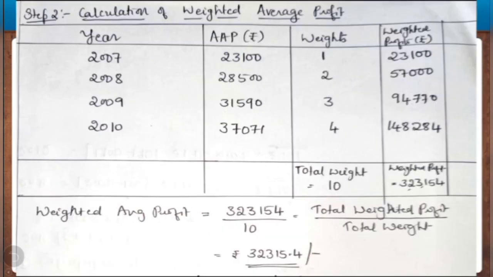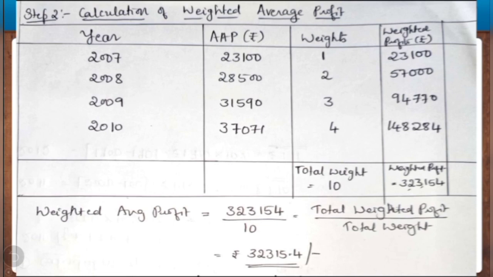Then let's see the second step. Here we are going to calculate weighted average profit. Again we are going to prepare it in a table. Year, adjusted annual profit as we calculated in the first step, then weights. Then the last column, weighted profit. When you multiply adjusted annual profit with the weight, you will get weighted profit.